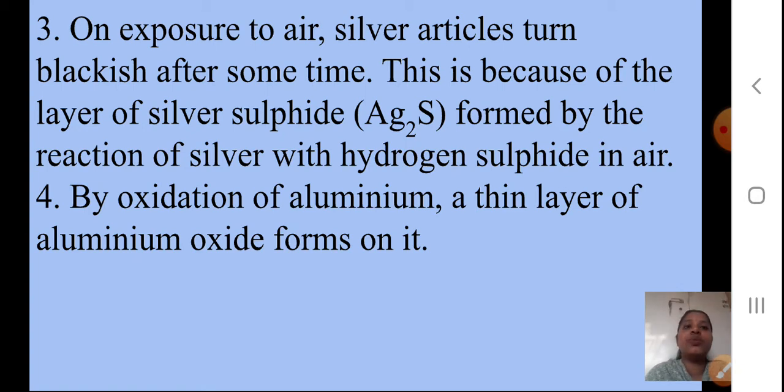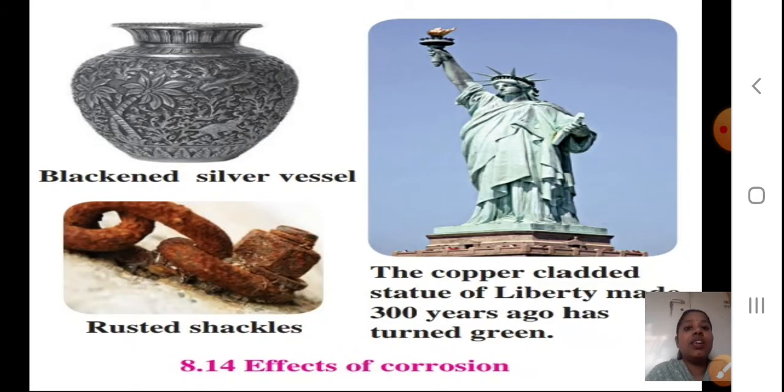Now students, you can see here in the picture a blackened silver vessel, and you can see rusted shackles. I have shown you these chains and other pictures in the last presentation also. Then the copper-clad Statue of Liberty, made 300 years ago, has turned green. It is also turning green, nothing but the process of corrosion. So these are the effects of corrosion, all these diagrams or pictures which you are seeing.